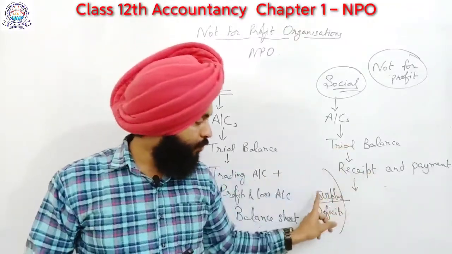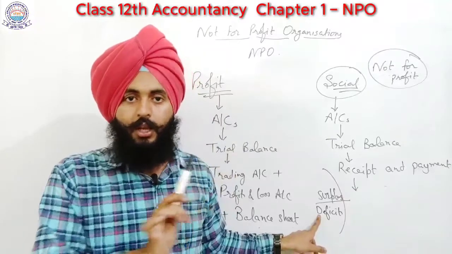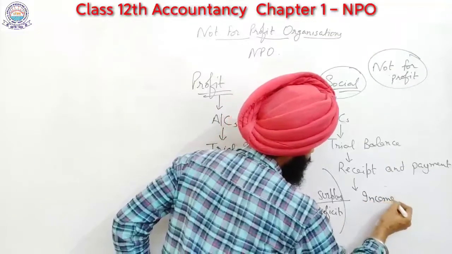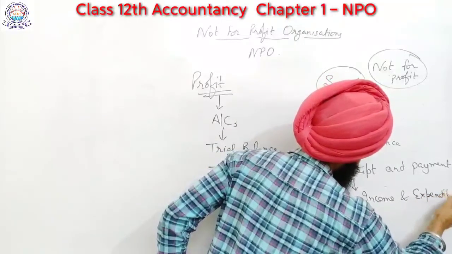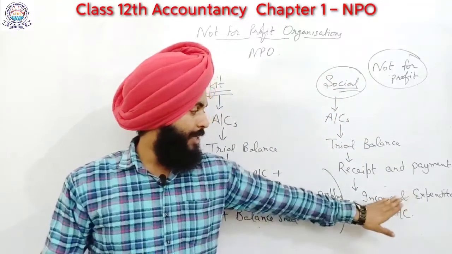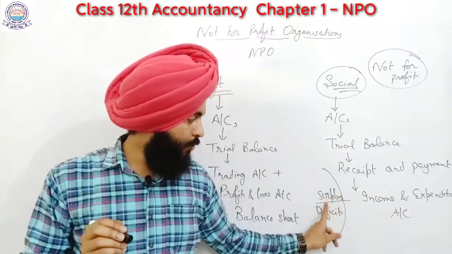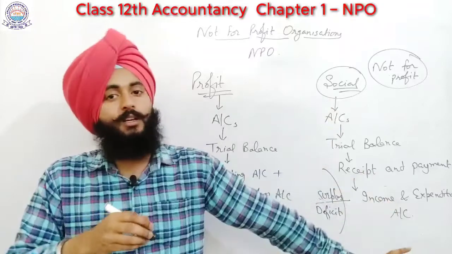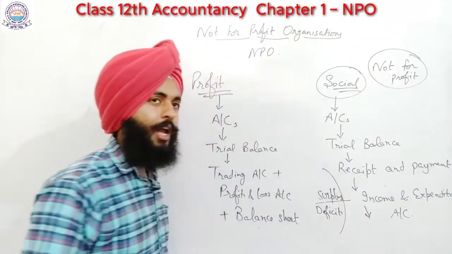And to find these two, whether it is a surplus or whether it is a deficit, we have to prepare something that is called, वो प्यारा सा है, बहुत मशहूर है, इनकम एंड एक्सपेंडिचर अकाउंट. ठीक है जी, that is called income and expenditure account, in which we will learn how to find out surplus or deficit.